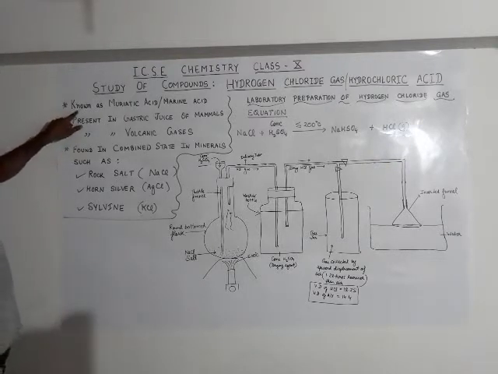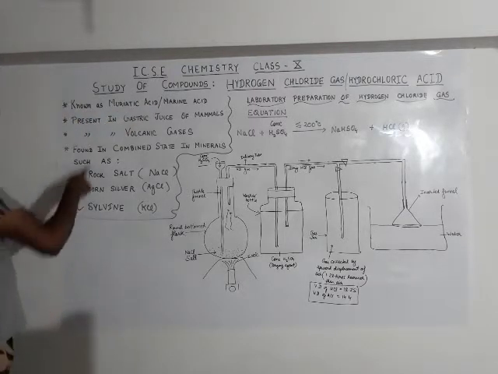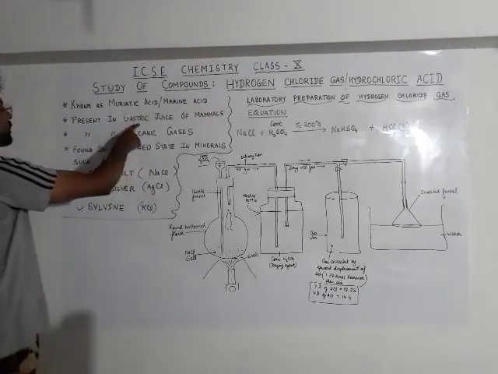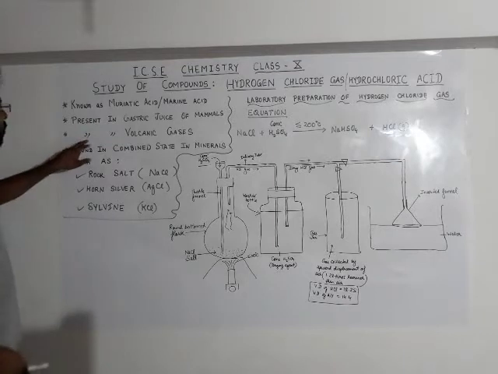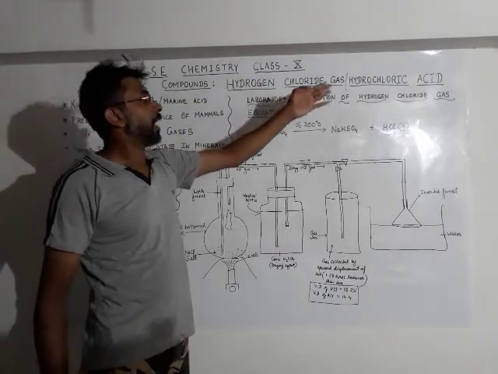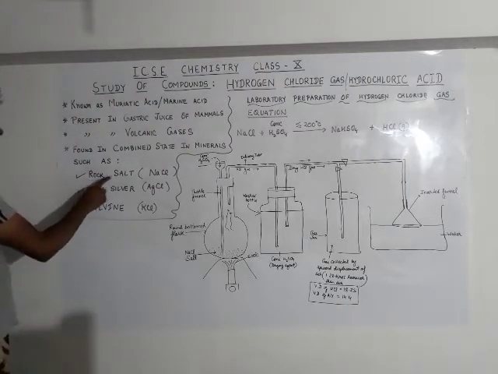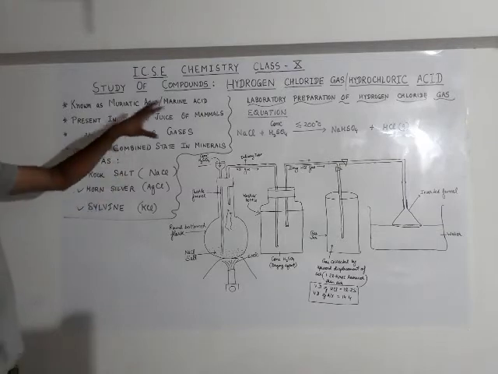It was originally known as muriatic acid or marine acid. This acid is present in the gastric juice of mammals. This gas, hydrogen chloride gas, is found in volcanic gases. In the combined state, hydrogen chloride gas or hydrochloric acid is present in minerals such as rock salt. Rock salt is sodium chloride, horn silver, silver chloride, and sylvine, that is potassium chloride. So this was about the history of the gas and the acid.